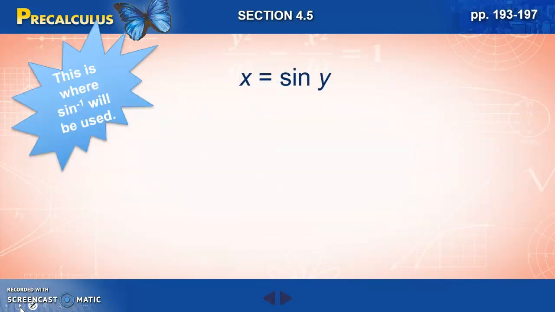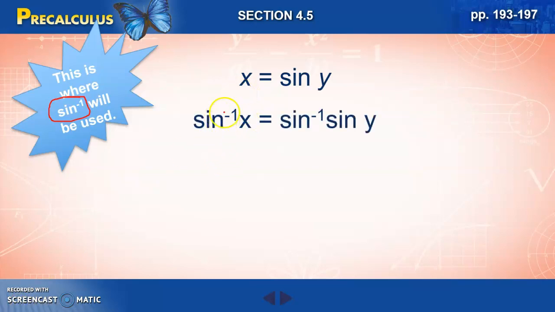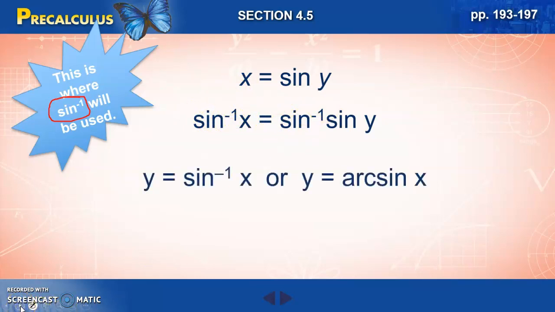We've used this button already, even though you maybe didn't know exactly what you were doing. But this is where that sine to the -1 is used. That is our sine to the -1 or inverse, also called arcsine. And how we write that is this. Okay, the sine of -1 x equals sine to the -1 sine y, or y equals sine to the -1 of x.